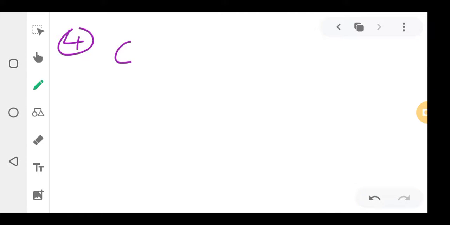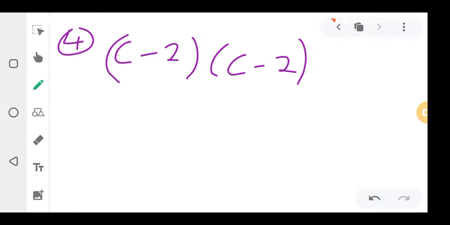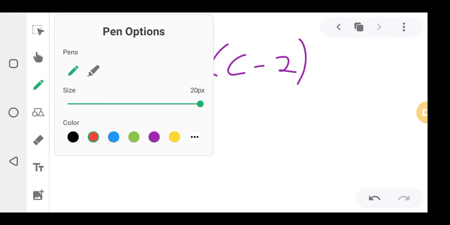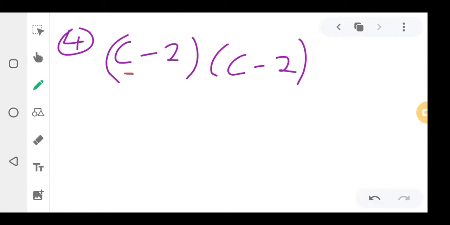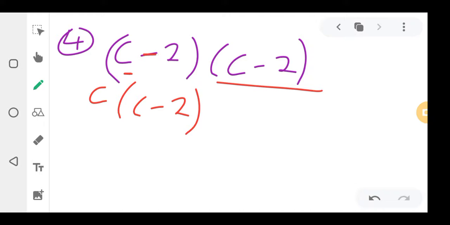(C − 2)(C − 2). How do you expand such a question? The same thing that you do: you always pick the first letter, I told you. So this first letter C comes here, and then everything here comes here, (C − 2). This is minus 2, so even here you put minus 2.